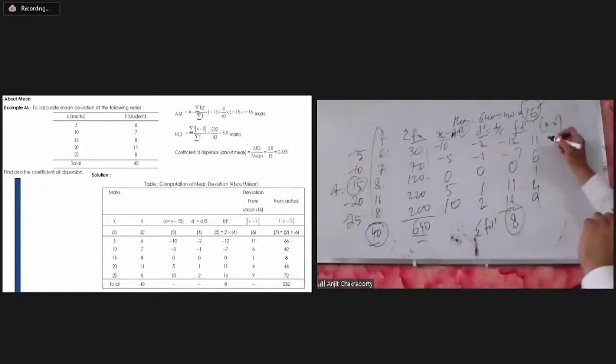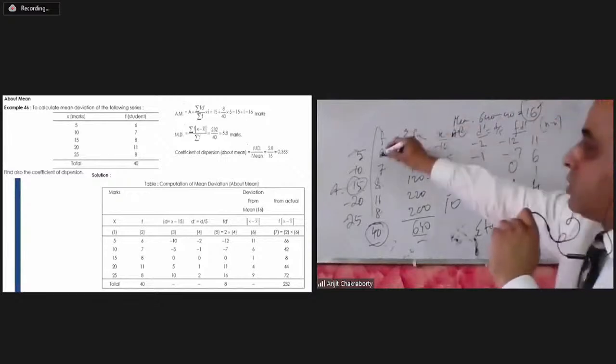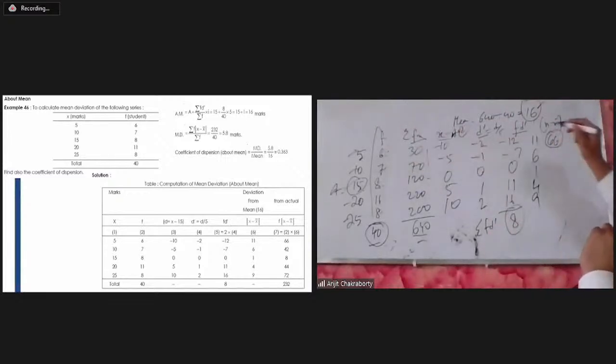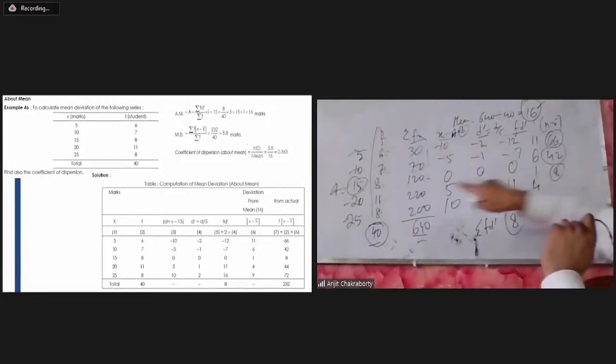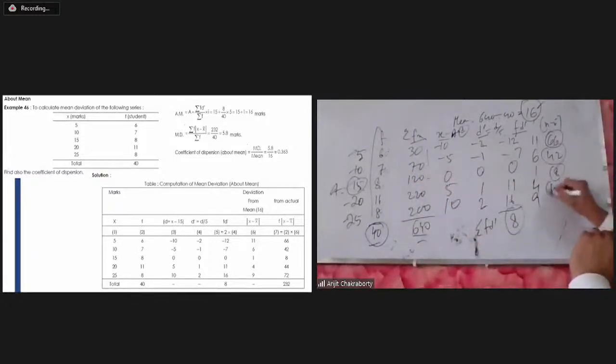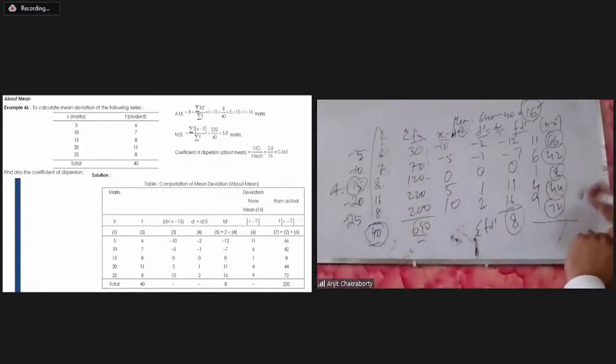Now we multiply the last column by frequency. So 11 into 6 gives you 66. 6 into 7 gives you 42. 1 into 8 is 8. 4 into 11 is 44. 9 into 8 is 72. This total comes to 232.